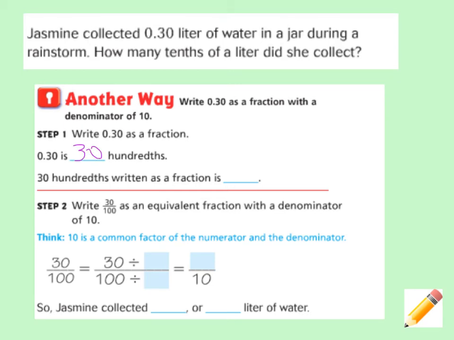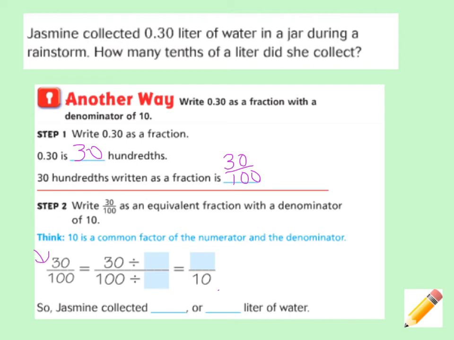30 hundredths written as a fraction would be 30 over 100. So now we're going to write 30 hundredths as an equivalent fraction with a denominator of 10. This time we're going to a smaller denominator. In our last problem, we went from a smaller denominator to a larger denominator. This time we're going from a larger denominator to a smaller denominator. So that means we're going to need to divide instead of multiply. So 30 hundredths, again, is written as 30 over 100.